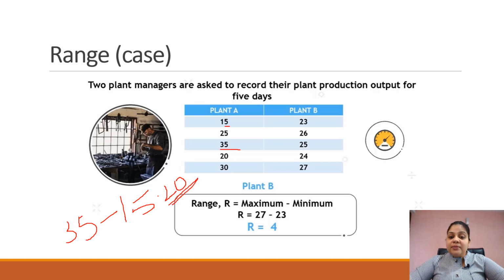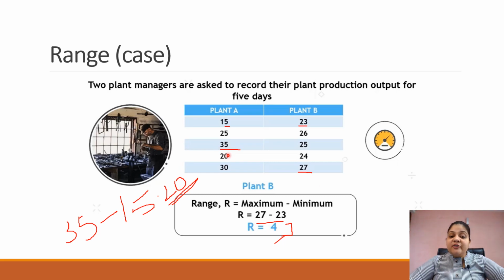Whereas for plant B, the maximum value is 27 and the minimum value is 23. So the range comes out to be 27 minus 23, that is 4. This means that variation in plant B is only 4 units of production in 5 days. That means plant B is giving more consistent production as compared to plant A. More consistent production is required to strategize the production of a company.